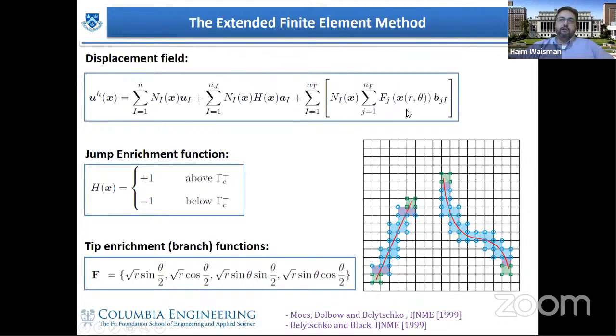And the function here, F, accounts for the singularity at the crack tip and what happens exactly at the element where the tip is located. So you can see those functions here. They have the square root r term, where if you take a derivative of the displacement, you get the square root r singularity, which is very well known in fracture mechanics.